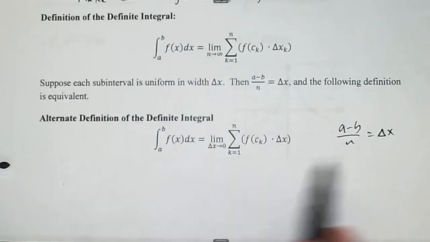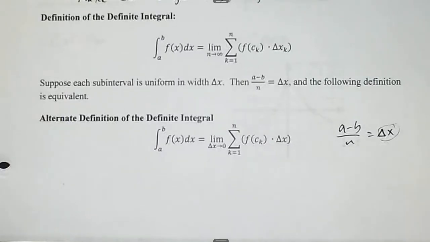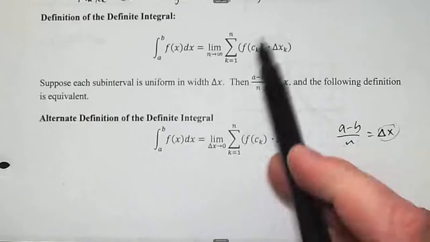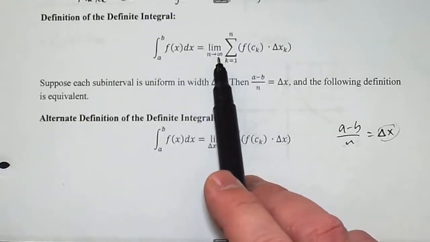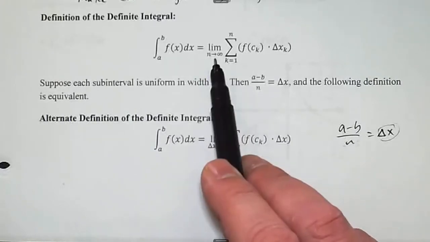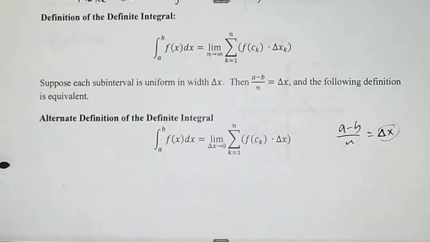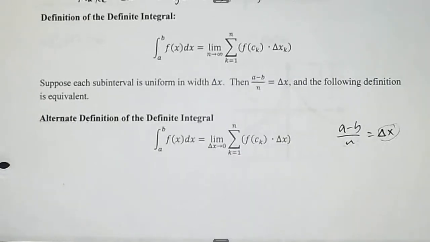Now, here's the deal. If I'm sending this to 0, then this must be going to infinity. So these are equivalent definitions. I can either send the number of rectangles to infinity or send the width of each to 0, as we discussed earlier. If I'm going to be infinitely thin, I have to have an infinite number of them. Okay? All right. You have to memorize this definition. Let's talk just a little bit about calculus notation style.